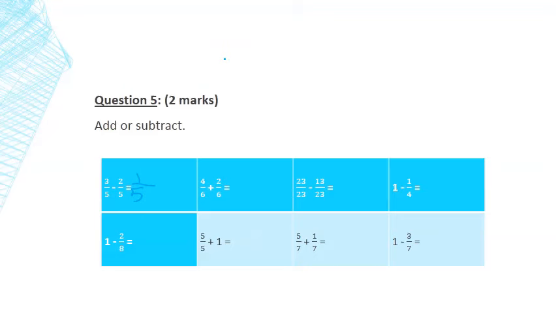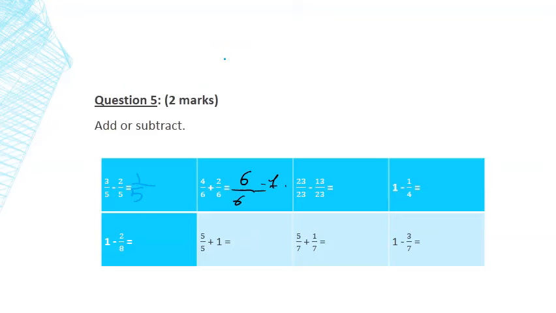Let's continue. 4 over 6 plus 2 over 6. 4 plus 2 is 6. And we keep the denominator. We get 6 over 6, which equals 1. Yes, so when we have the same numerator and denominator, it's equal to 1.